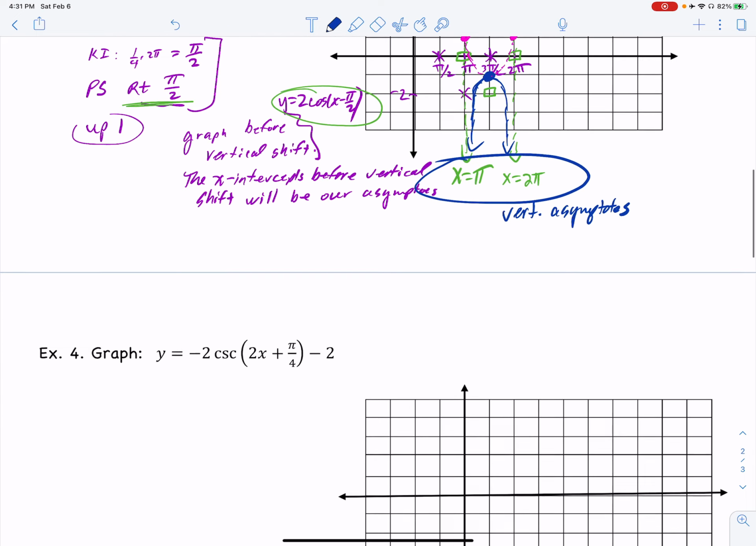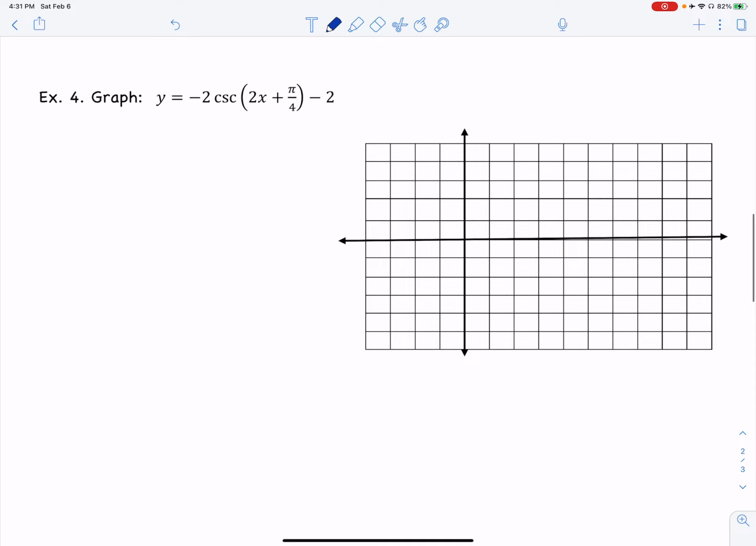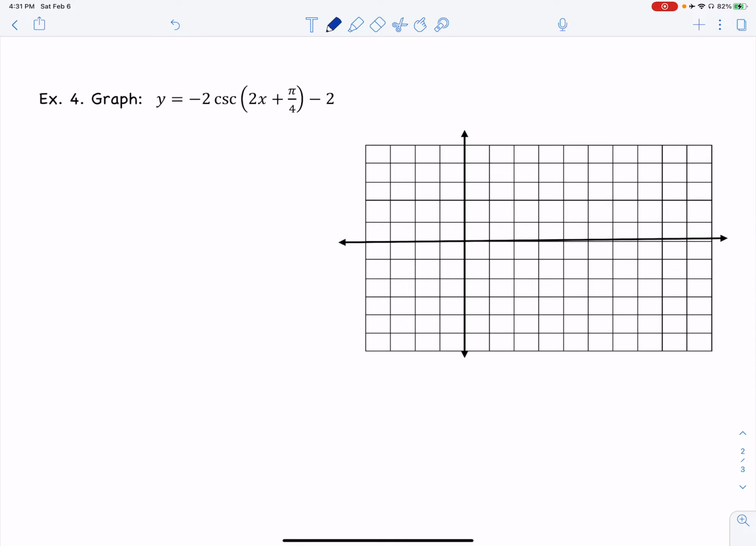All right, so now let's look at example 4, kind of doing everything here. And what we're going to do is cosecant is the reciprocal of sine, so we're going to be graphing sine.